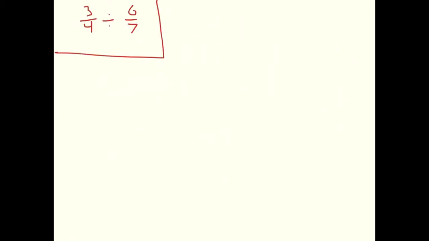This is how you divide fractions. So you rewrite the problem. 3/4 divided by 6/7. And then you have to remember, and I'm going to write this pretty big: keep, change, and flip. Okay? So what you do is keep the first number.